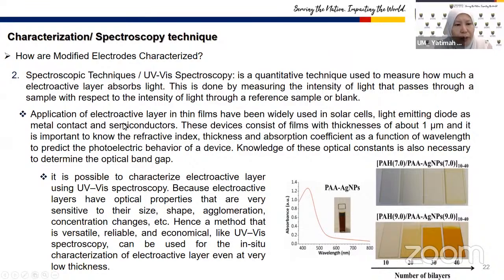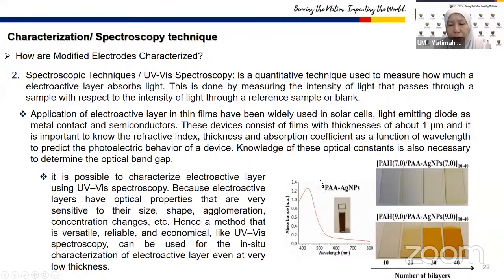So the application of electroactive layers in thin films has been widely used in solar cells, light emitting diodes, as metal contacts and semiconductors. These devices consist of films with thicknesses of about 1 micrometer, and it is important to know the refractive index, the thickness, and the absorption coefficient as a function of wavelength to predict the photoelectric behavior of a device. So knowledge of these optical constants is also necessary to determine the optical band gap. This is one of the examples.